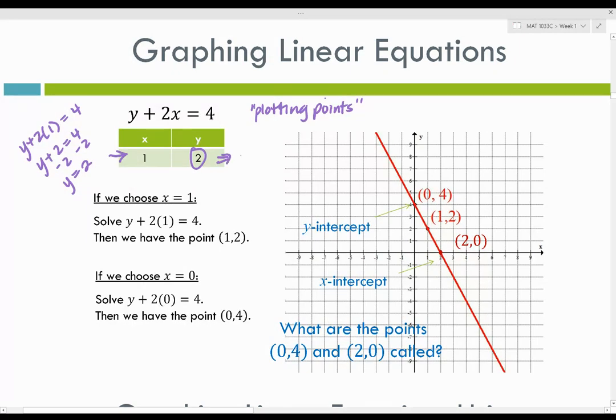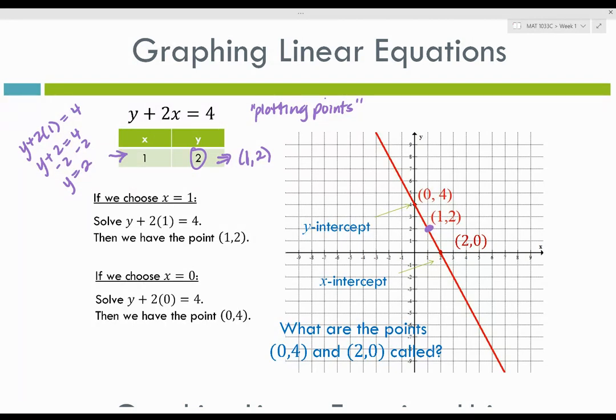So that corresponds to the point (1, 2), which is the point that they've graphed here. Now you can do that for as many points as you want. Choose whatever x value you feel like, plug it into the equation and find its corresponding y value, and then graph that ordered pair.